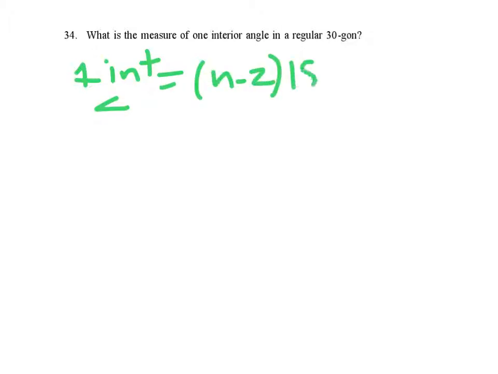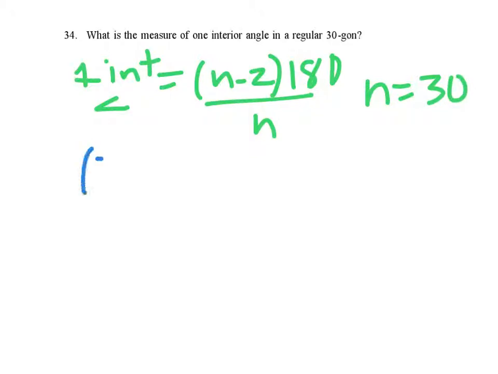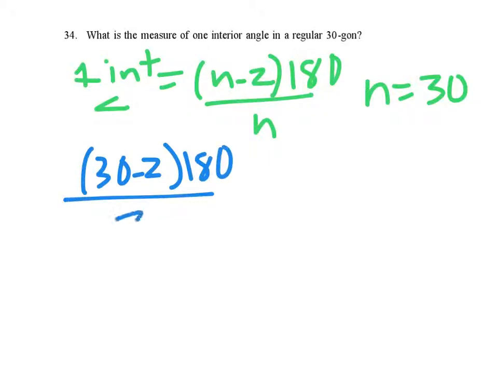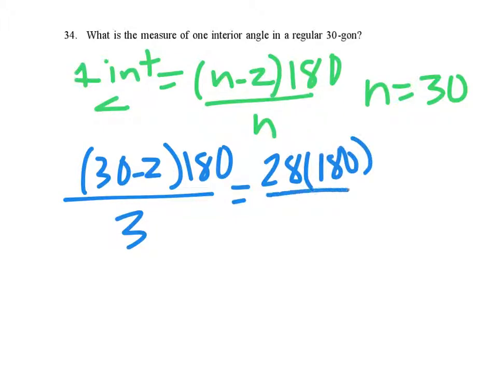And 34 says, what is the measure of one interior angle of a regular 30-gon? Now, if we're looking for one interior angle, our formula is going to be n minus 2 times 180 all over n. And in our case, n equals 30. So for my equation, we're going to do 30 minus 2 times 180 all over 30. On the top, that gives me 28 times 180, all divided by 30.